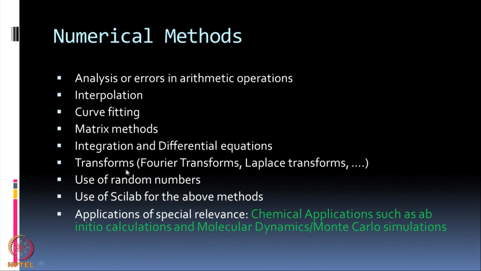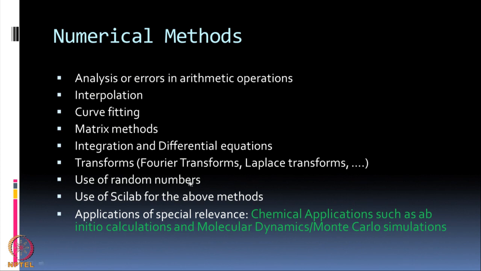Then there are many things called transforms like Fourier transforms, Laplace transform. All these things are extremely useful in numerical methods. They are basically analytical expressions, but you will need numerical methods to calculate them accurately. Then random numbers, these are very useful in several problems. Random numbers are also numbers for which you will need numerical methods to estimate them.